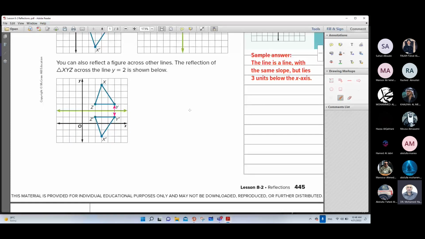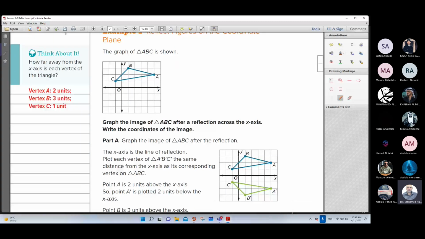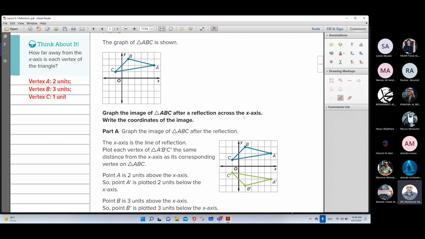Let's continue with an example. Reflect figures on a coordinate plane. The graph of triangle ABC is shown. You have here this triangle. Then graph the image of triangle ABC after a reflection across the x-axis.